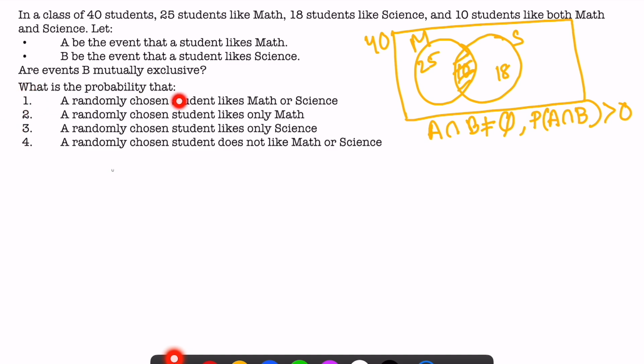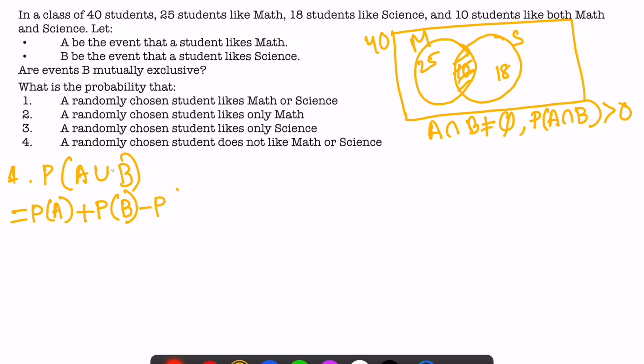First, a randomly chosen student likes math or science. Means we have to calculate the probability of A union B, because student likes math or science, right? So we know the union probability formula, that is probability of A union B is probability of A plus probability of B minus probability of A intersection B.